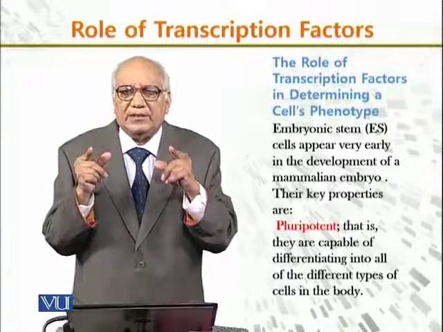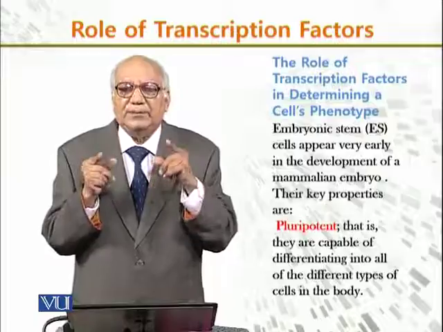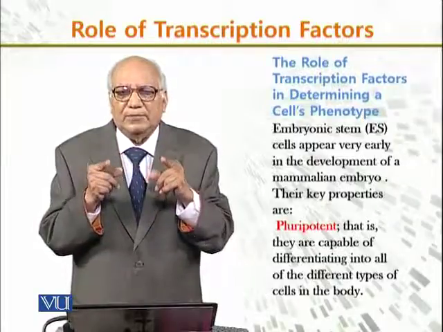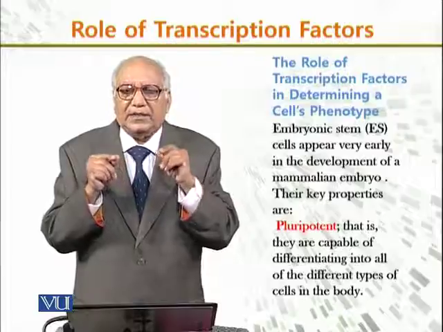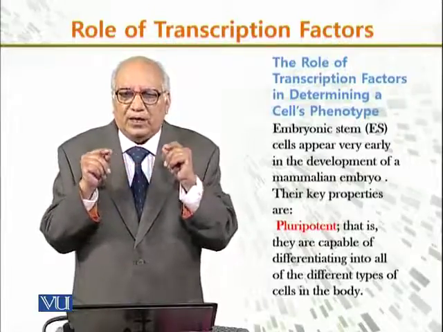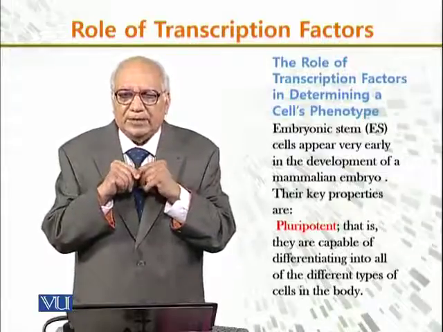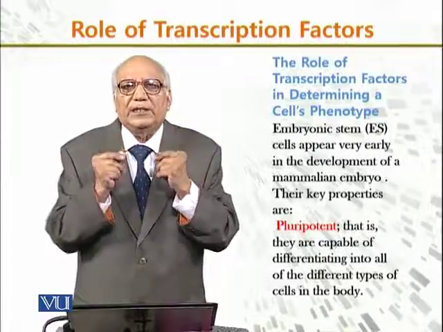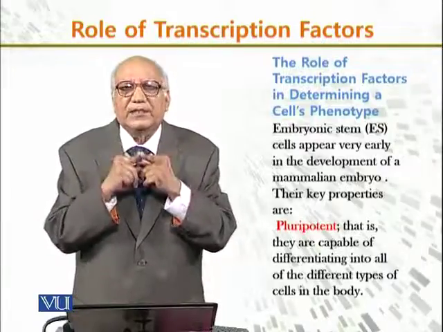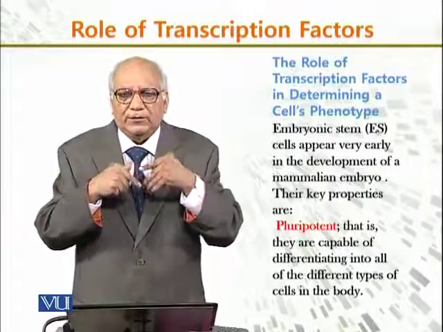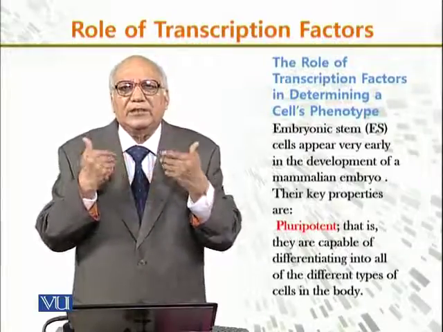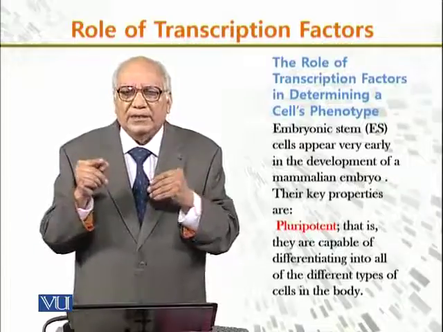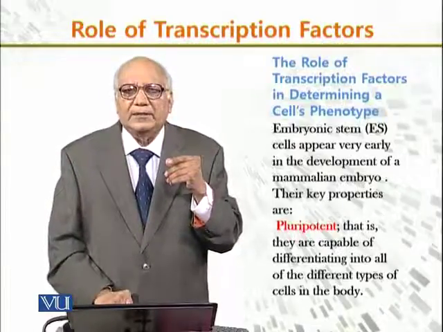The embryonic stem cells appear very early in the development of a mammalian embryo, and their second key property is that they are pluripotent. That is, they are capable of differentiating into all of the different types of cells in the body. Remember, from one fertilized egg, it is capable of developing into different organs. It can become an eye, it can become a heart, it can become bones, and so on. So this is one of their very important properties.